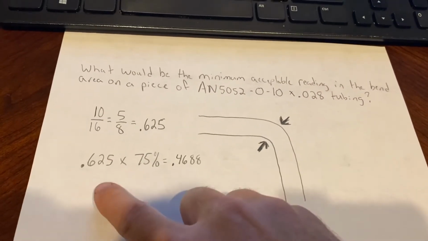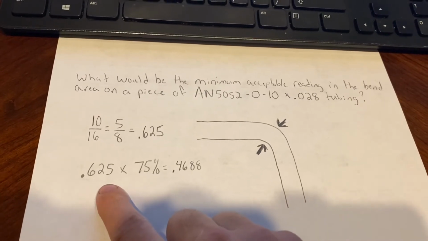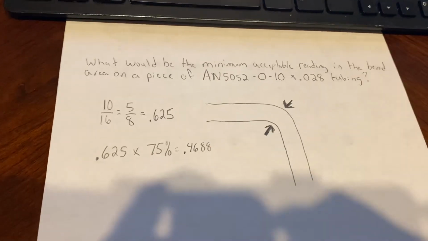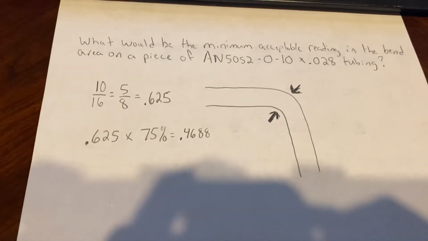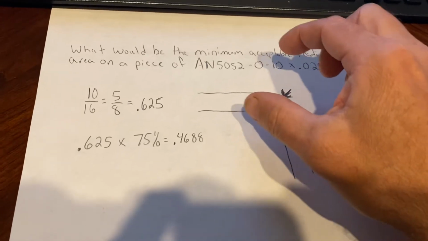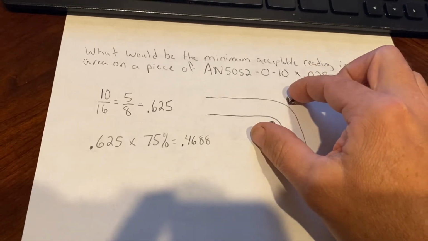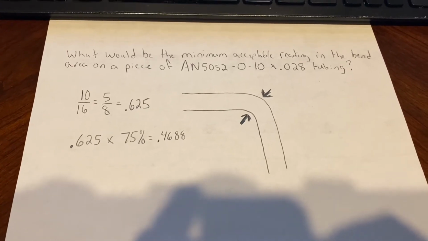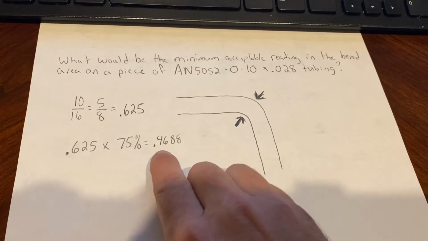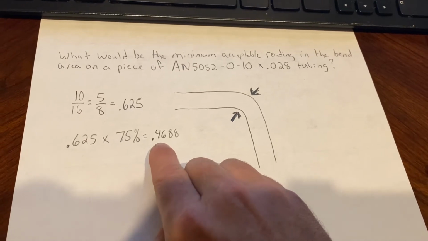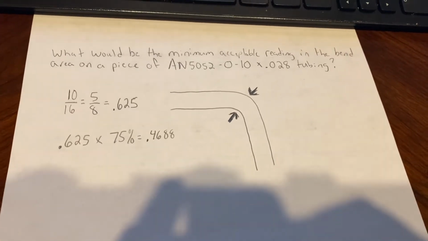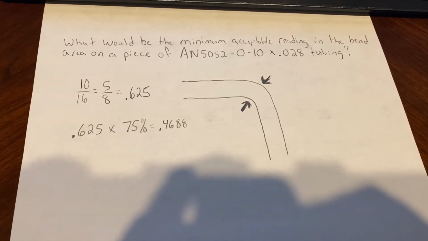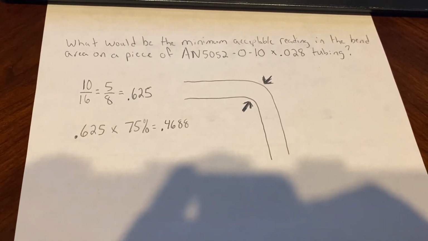In the next part of this equation, I took the outside diameter and multiplied it by 75%, and that answer right there, 0.4688, would be the minimum micrometer reading in the bend area of this diameter tube. If I completed the bend and measured with the micrometer, I should not get less than this reading. If I do, that means I have more than 25% flattening, or another way to look at it is I have not maintained the 75% outside diameter that I'm required to maintain.